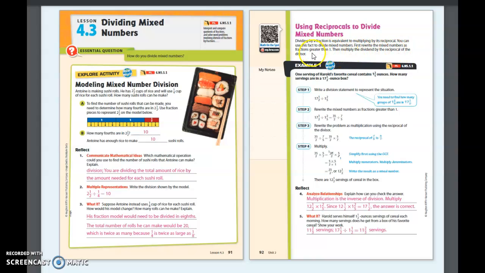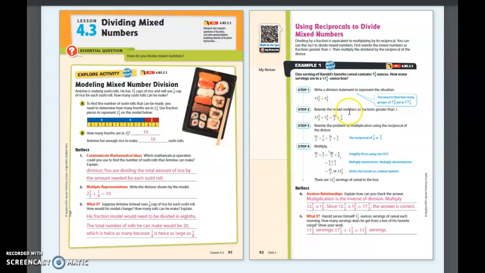So 1 serving of Harold's favorite cereal contains 1 2/5 ounces. How many servings are in a 17.5 ounce box? Well, we write a division statement to represent the situation. There's a 17.5 ounce box, and I want to know exactly how many 1 2/5 ounces there are going to be, because that's 1 serving in the box. So how many servings will I get in this box?